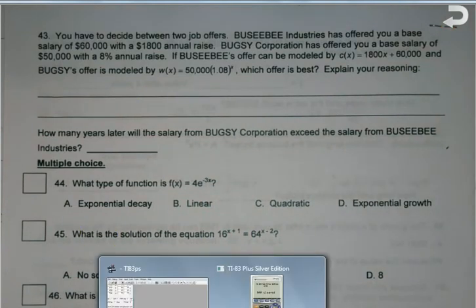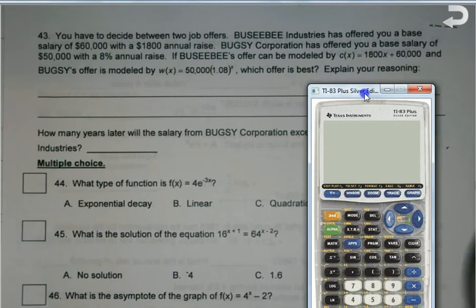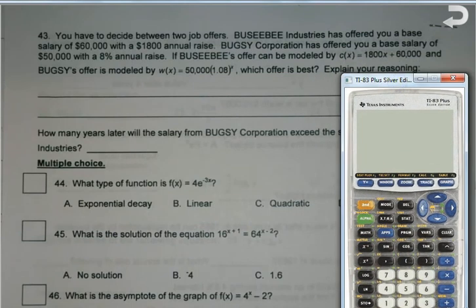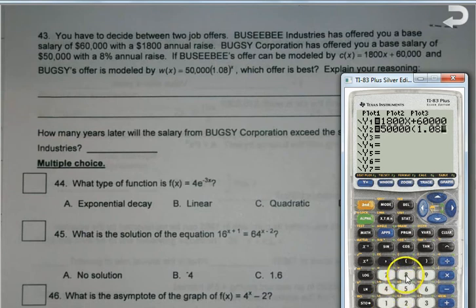So here's what I would think about on this one. If I go to the y equals, and I plug each of these in, the first one was 1,800x plus 60,000. I can actually put both of these in at the same time. For the second, 50,000, and it's nice of them to actually give me the form. Make sure to get that caret in there if you're looking at your exponents. Otherwise, it's 1.08 times x, which is a totally different thing.